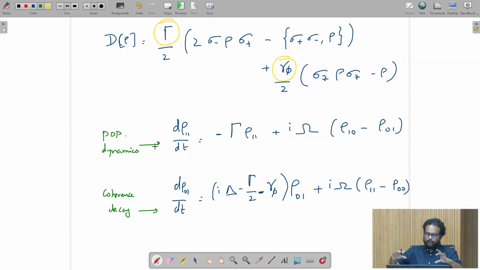Remember, this is derived by plugging this equation into the optical equation of motion and doing the optical Bloch equations. Okay. Now what you can see here is, what parts of this equation impress you the most? Anything that you look at and say, oh yeah, it makes sense. This is what is expected.